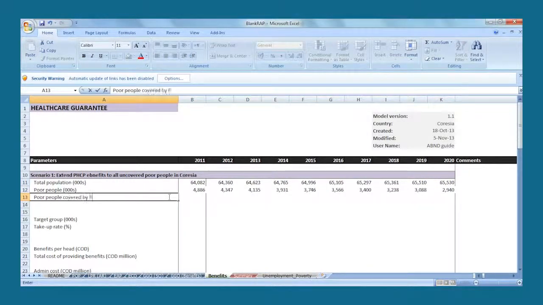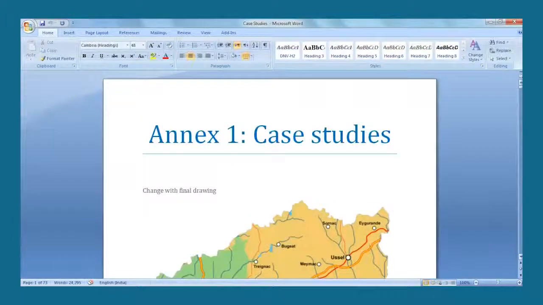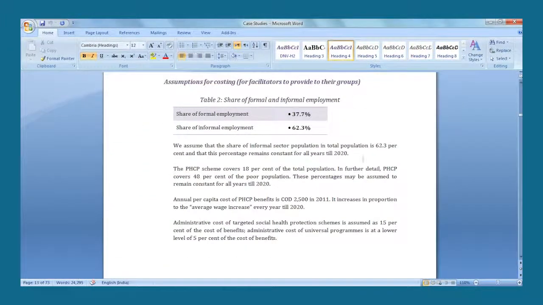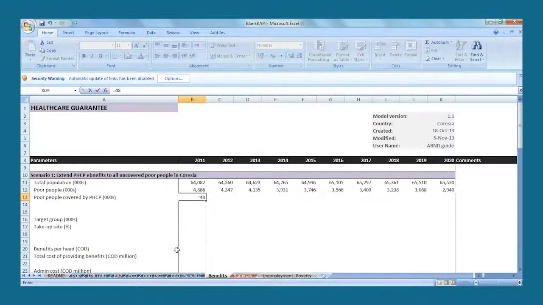To find out the number of poor people covered by PHCP, we refer to the case study on health section on assumptions. It states within the case study that PHCP covers 48% of the poor population. We drag this to project the number until 2020.